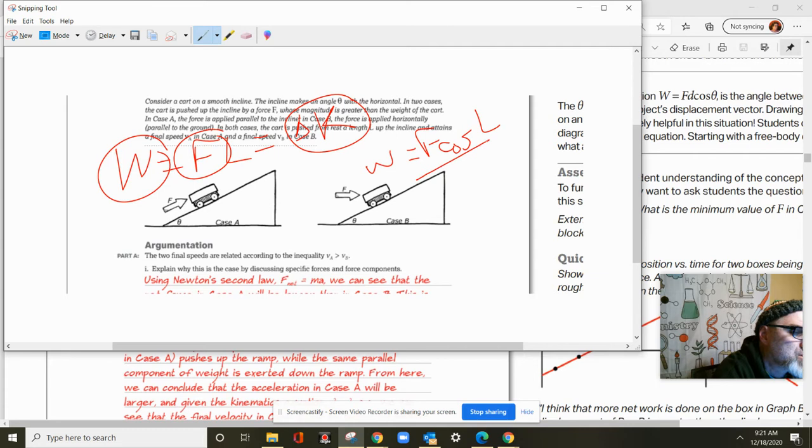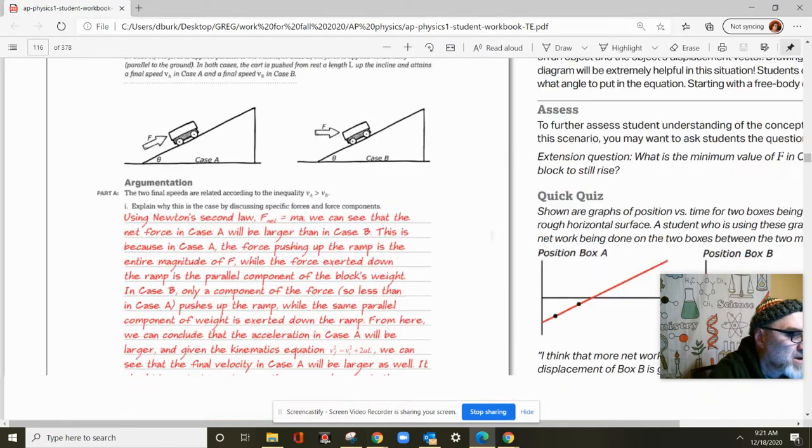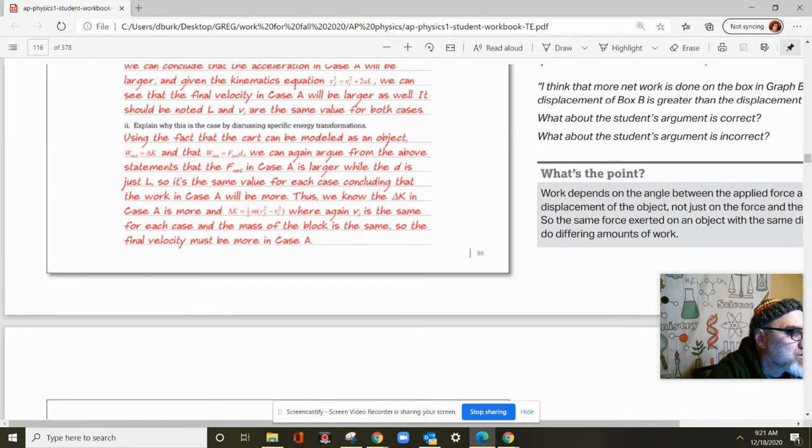So we have less work done because the component of the force is always less than the total force. And so we have less work done, so we have less kinetic energy, so we have less velocity. And I'm sure that's what they say here. You should just go ahead and pause the video and read that.